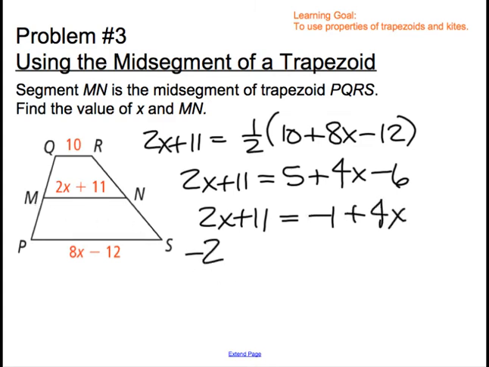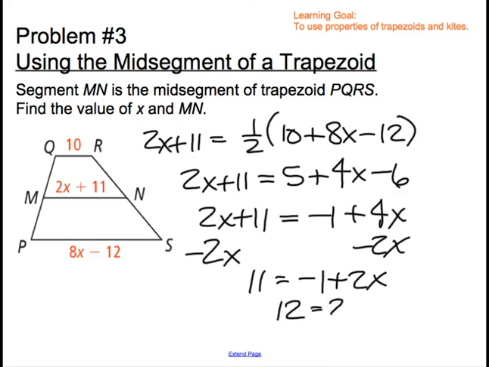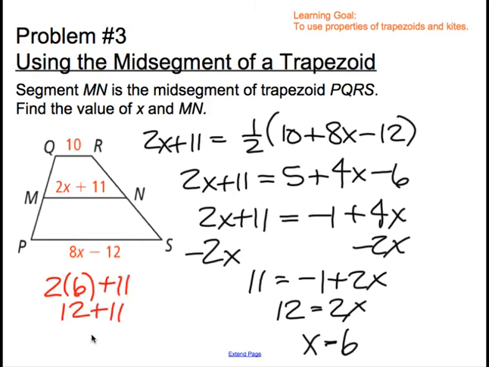If we subtract 2x from both sides of this equation, we get 11 equals negative 1 plus 2x. Adding 1 to both sides, we get 12 equals 2x, and therefore x must equal 6. And to find the length of MN, we have to plug x equals 6 in, so we have 2 times 6 plus 11. 2 times 6 is 12. 12 plus 11 then gives us the length of MN, which is 23.